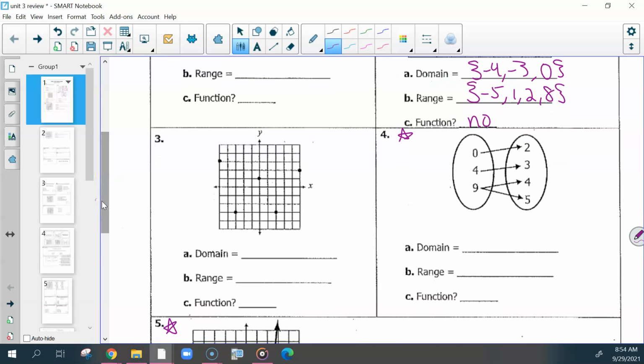Number 4, writing out the domain and range is nice when you have a mapping because they're already in least to greatest. So we just have to put those numbers, 0, 4, 9, range 2, 3, 4, 5. Is it a function? I don't think it's a function because the 9 repeats with 4 and 5. Correct.